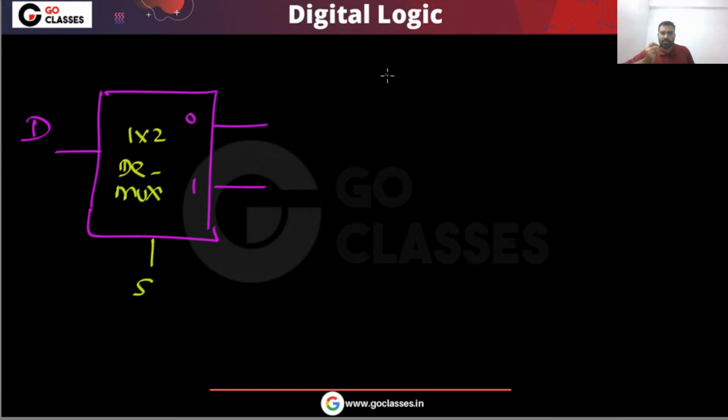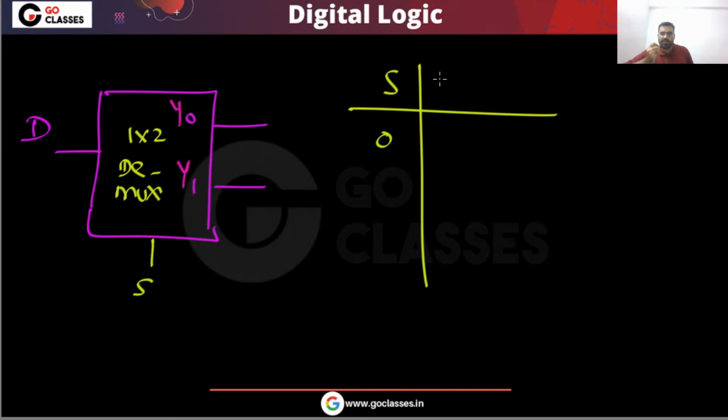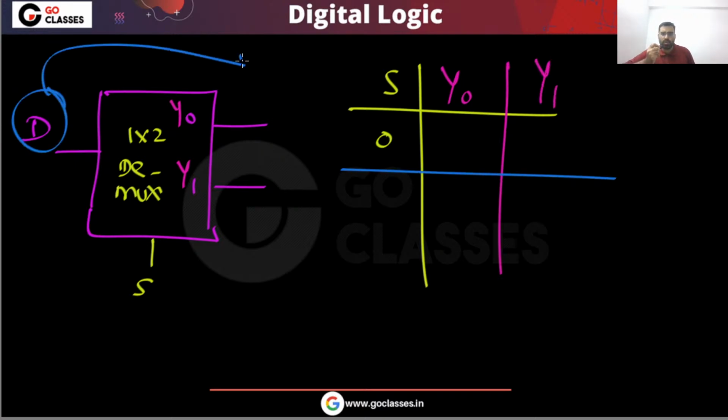In this 1 by 2 DeMux, what happens? Tell me. It happens like this. If this S is 0, then what will happen? This data will go to this output line. Let's call the outputs Y0 and Y1. So if this S is 0, then this data will go to Y0.